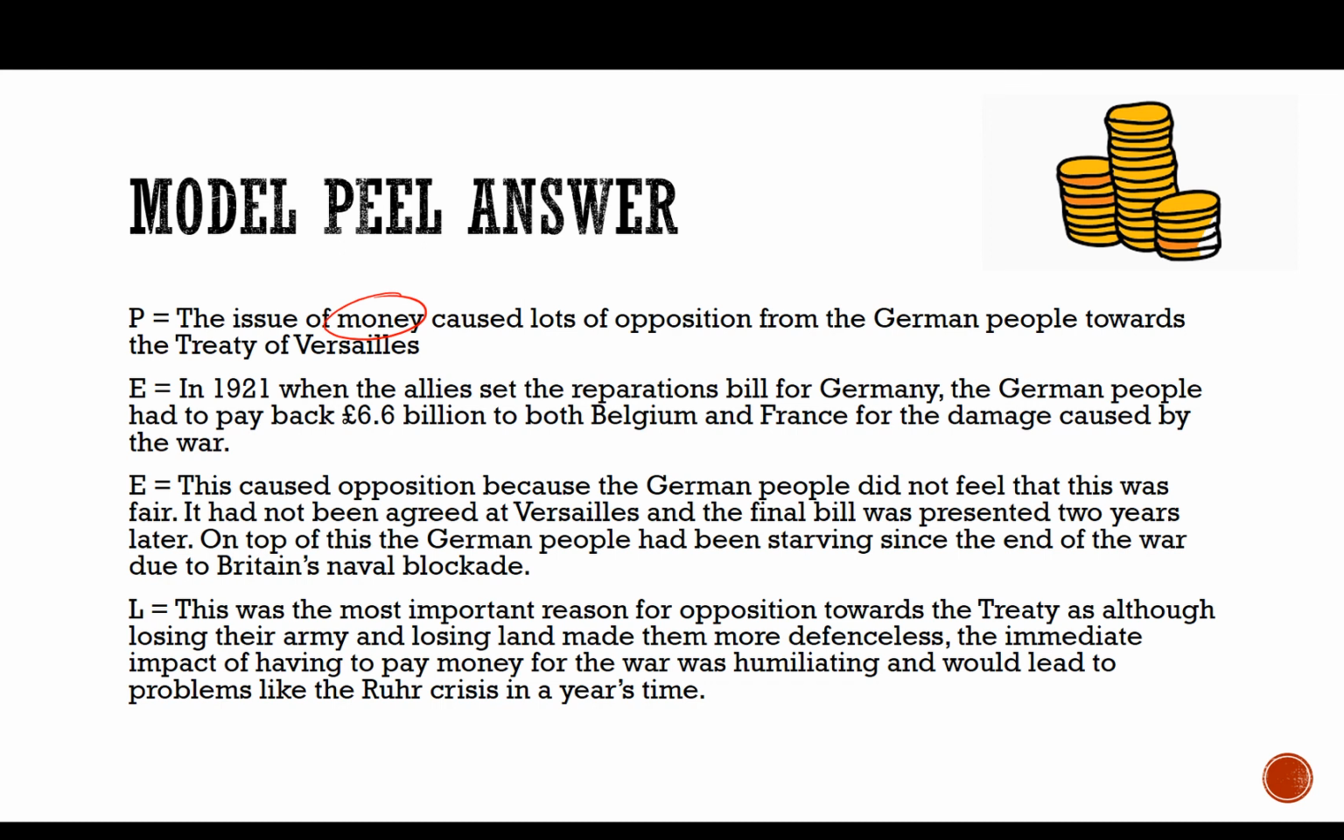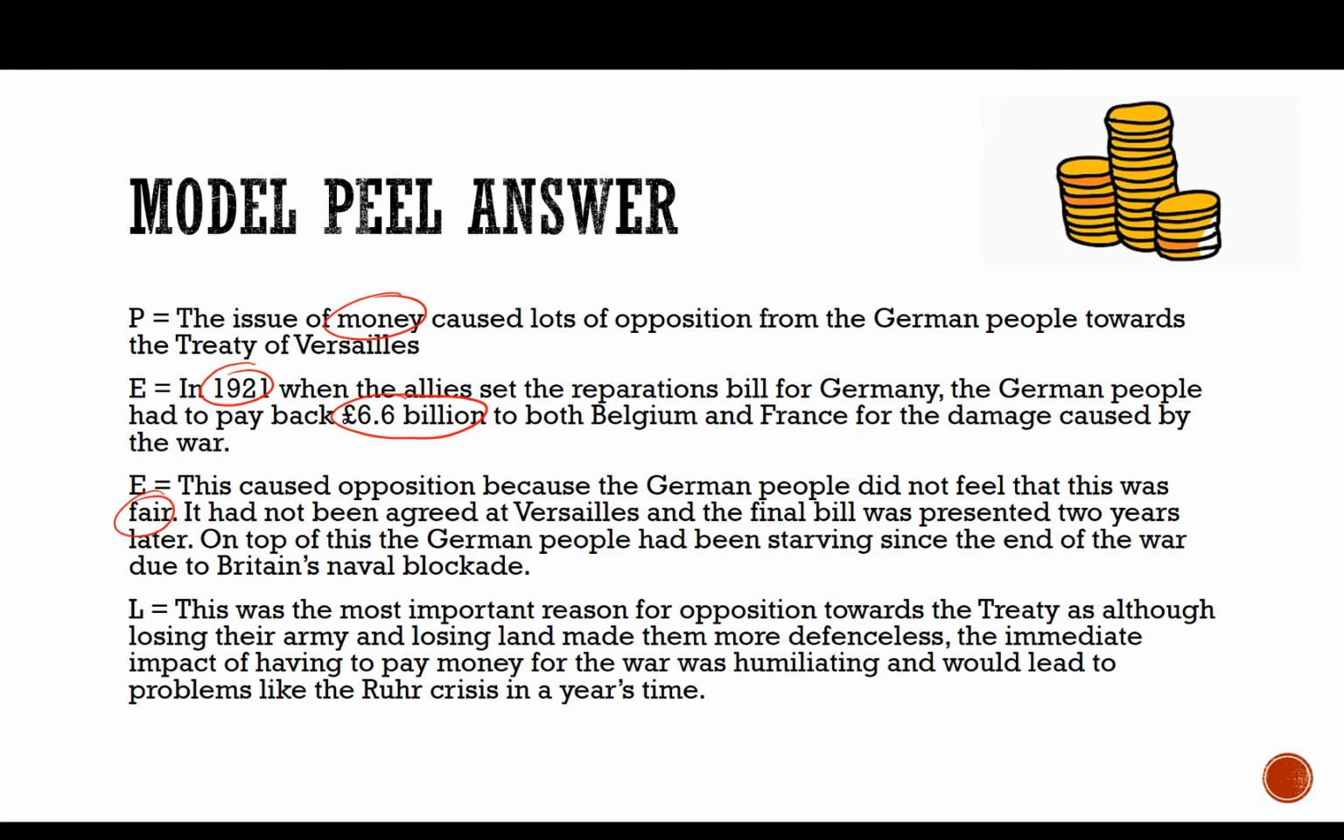I've then used some specifics. So I know that in 1921, key piece of evidence there, when the Allies set the reparations bill for Germany, the people had to pay, another piece of evidence, £6.6 billion to both Belgium and France. And that's simply because they were the countries that were affected mostly by the damage from the war. And then explain why that causes opposition. So I've said this caused opposition, clearly showing that I'm now explaining it, because the German people did not feel that this was fair. Fair is my kind of key point.